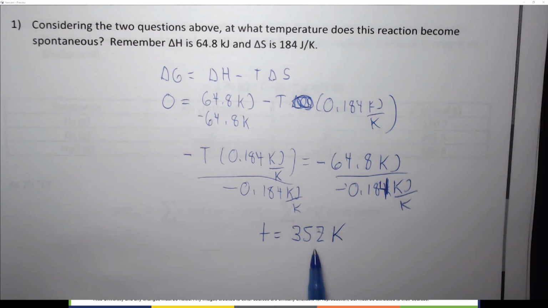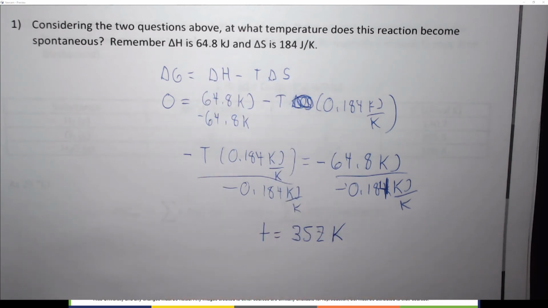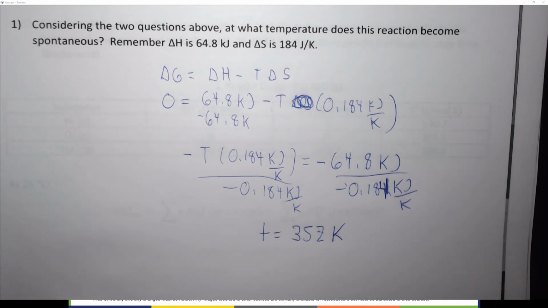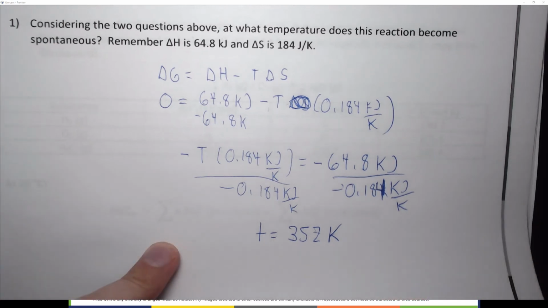Note that the temperature is the opposite though. In this case, because delta H is positive and delta S is positive, it's higher temperatures that are favored, not lower temperatures that are favored. So it's temperatures above 352 K that this reaction becomes spontaneous.